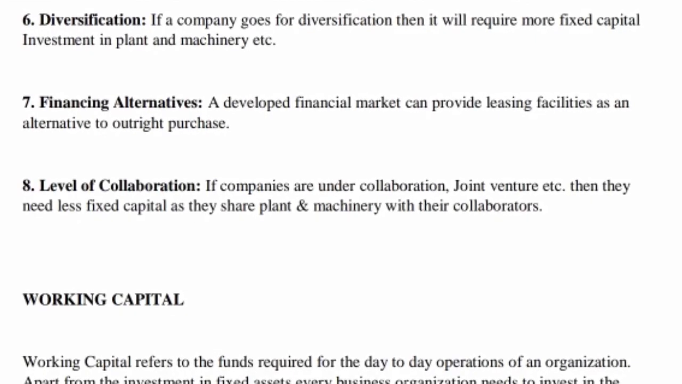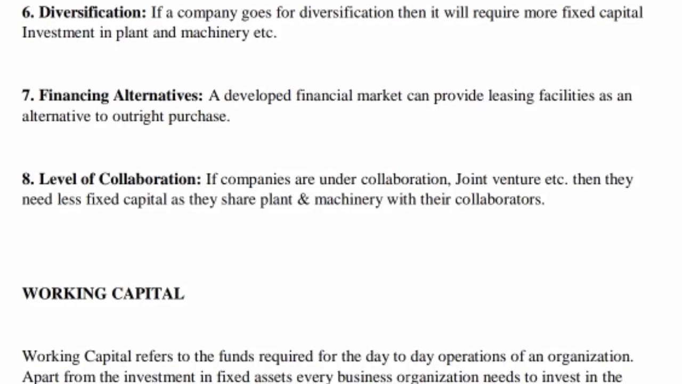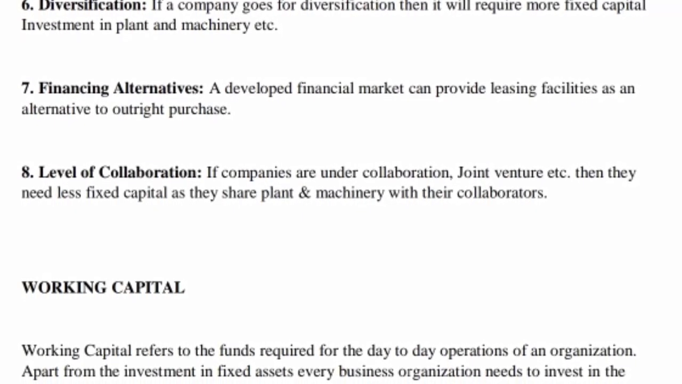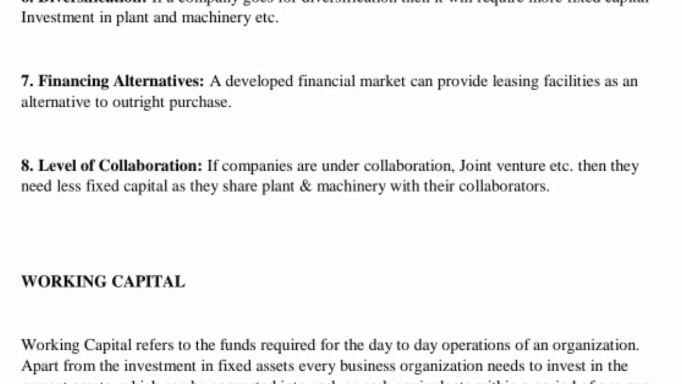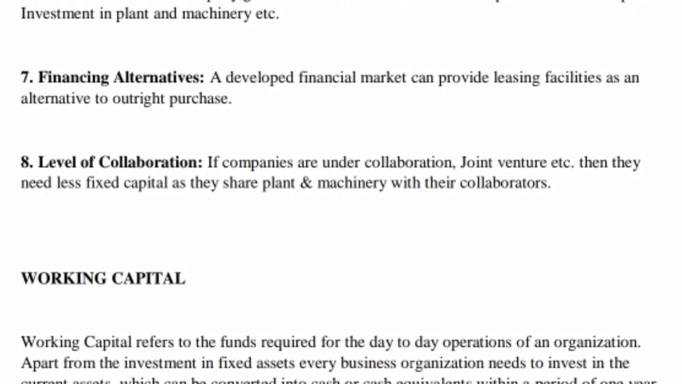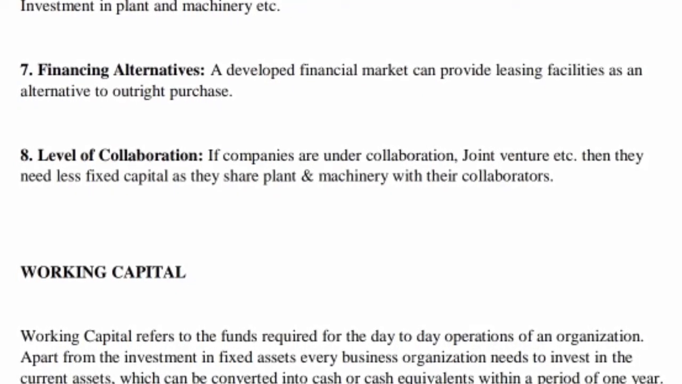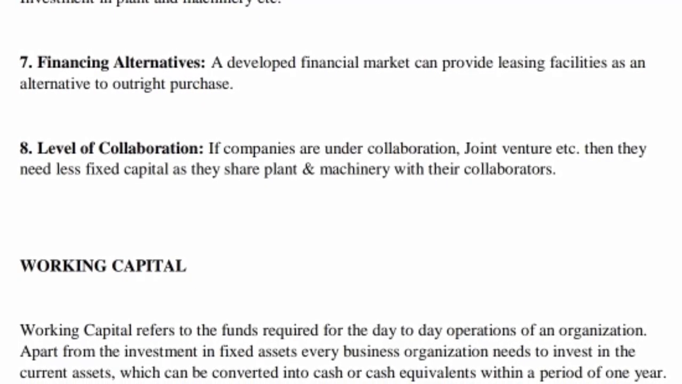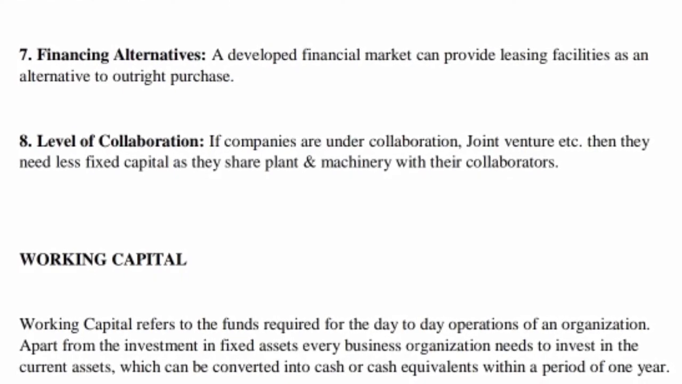6. Diversification. If a company goes for diversification, then it will require more fixed capital investment in plant and machinery, etc. 7. Financing alternatives. A developed financial market can provide leasing facilities as an alternative to outright purchase. 8. Level of collaboration. If companies are under collaboration, joint venture, etc., then they need less fixed capital as they share plant and machinery with their collaborators.